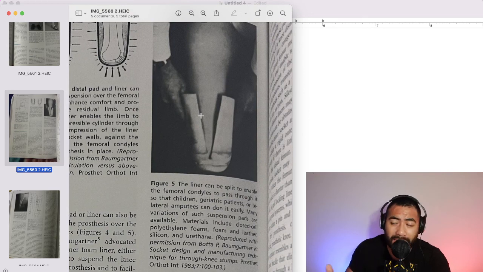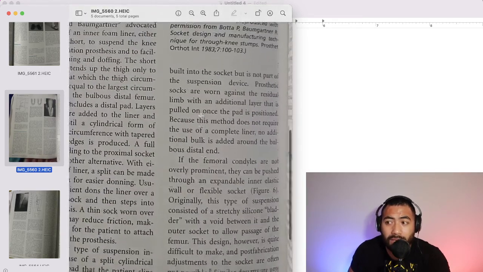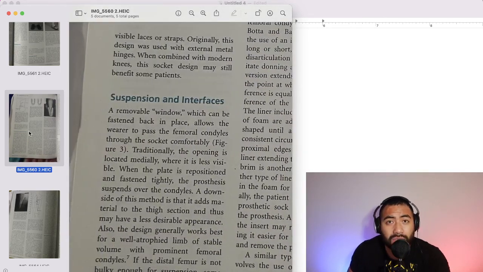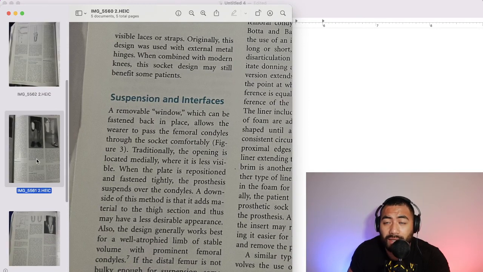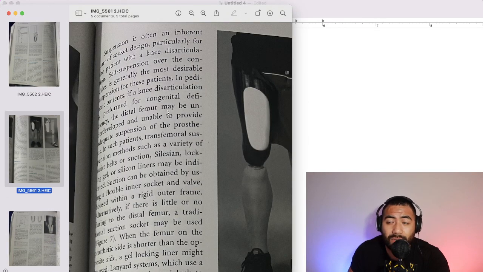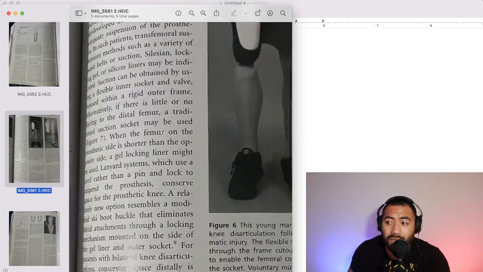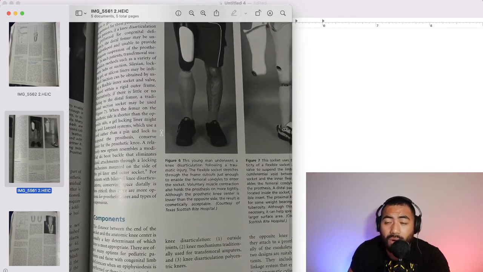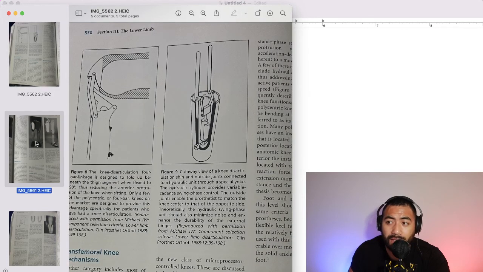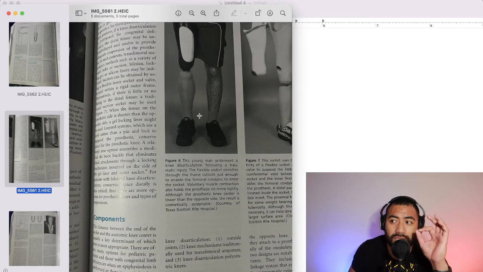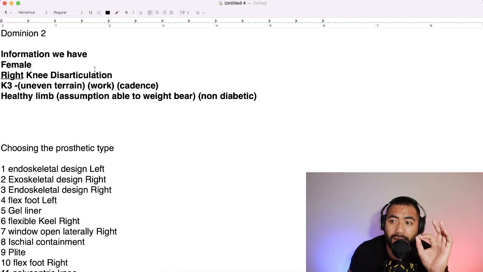We can even do a P-light inner liner, have that fit, and then have them put that inside a socket, and that could be a possibility too, because they can probably push through that. So there's a lot of information just by knowing one thing, literally a sentence, knowing that she's a knee disarticulation on the right side. Now there are a lot of different components, but I just wanted to do this broad, quick overview of how much information we can gather just from knee disarticulation.